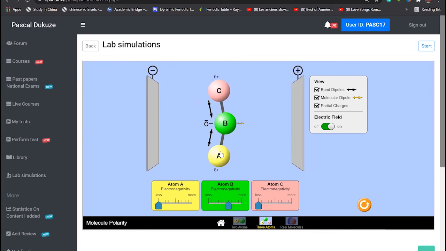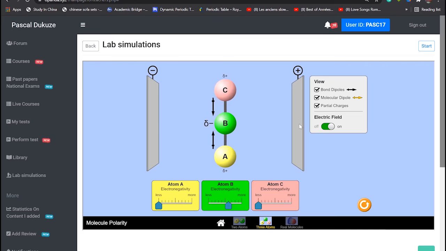This now will depend on the shape. That is what we say. If the shape is linear, what happens? Now we have polar bonds, but the molecule is non-polar. You can see that it is not pointing towards the positive plate of the electric field. So the two important things you have to always remember is that the polarity of a molecule depends on the shape and the nature of the bonding.